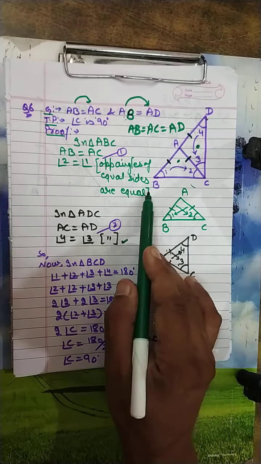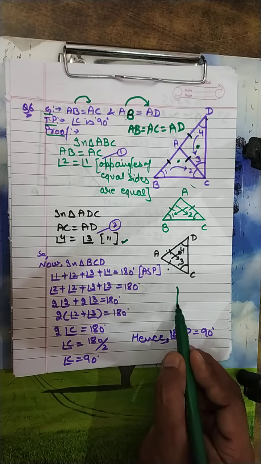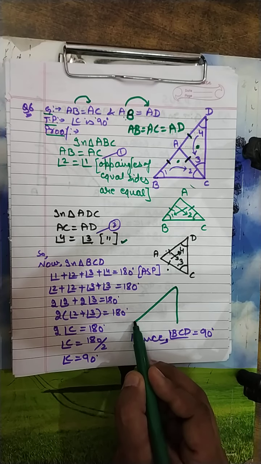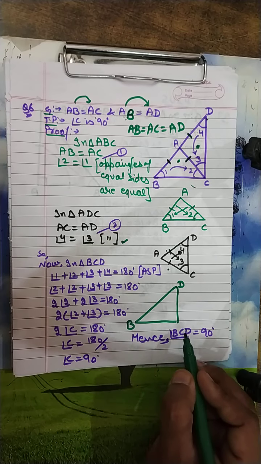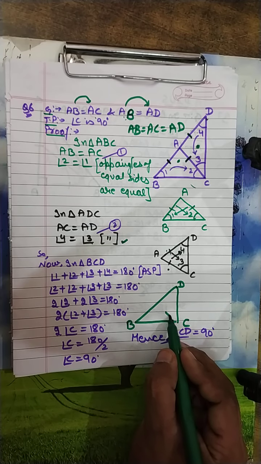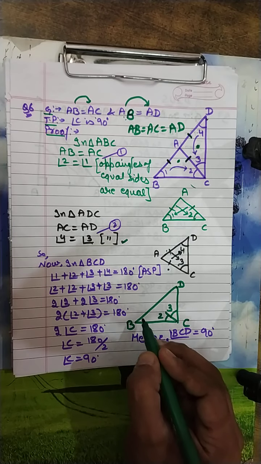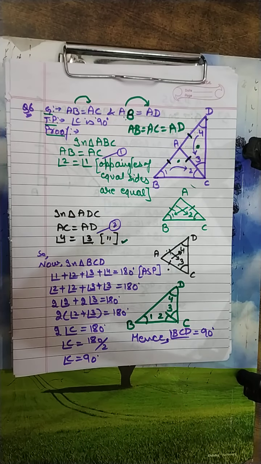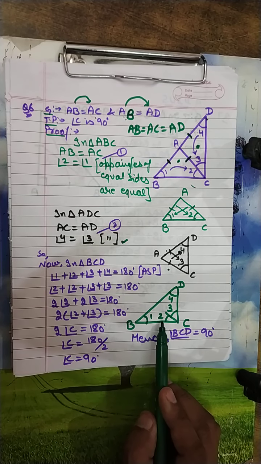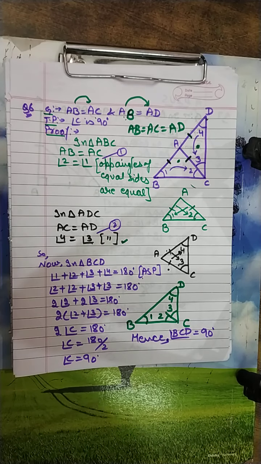Now in triangle BDC, I am talking about the full triangle BDC. C is divided into two parts, that is angle 2 and angle 3. This is angle 1 and this is angle 4. Now apply the angle sum property on this triangle. It means angle 1 plus 2 plus 3 plus 4, by angle sum property, is equal to 180 degree.